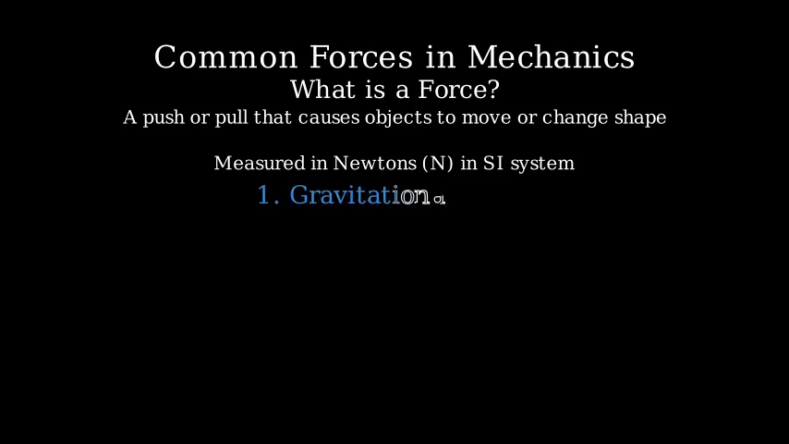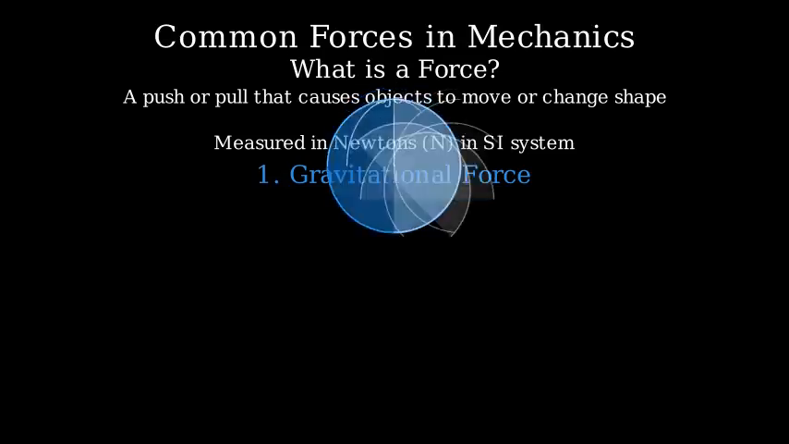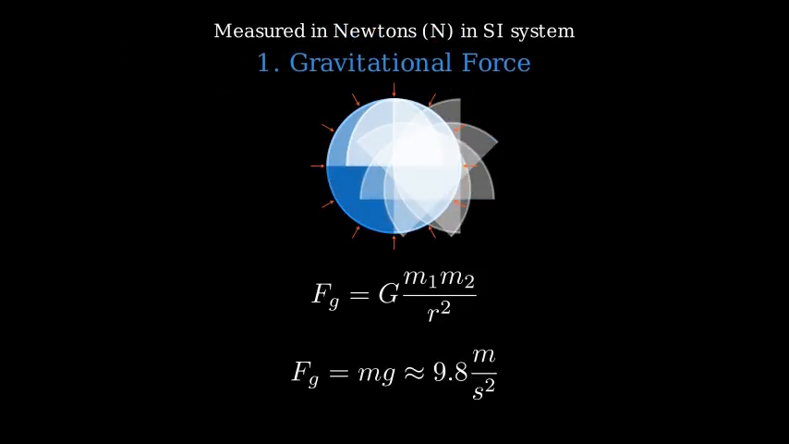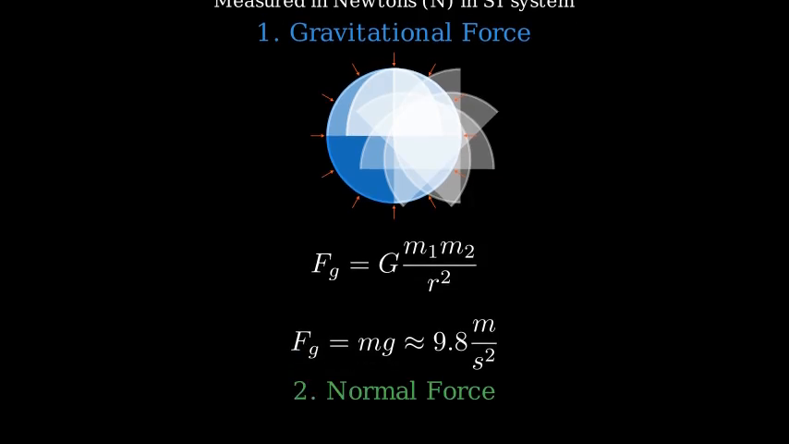Let's start with the most familiar force, gravity. Gravity is the attractive force between all objects with mass. Near Earth's surface, gravity causes objects to fall with an acceleration of 9.8 meters per second squared. For example, when an apple falls from a tree, it's the gravitational force pulling it toward the center of the Earth.